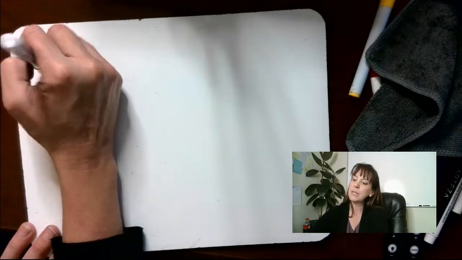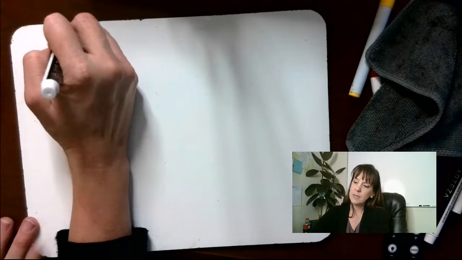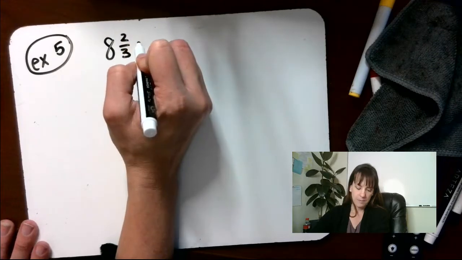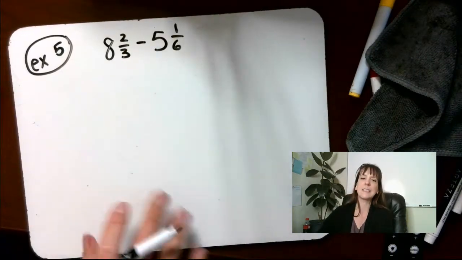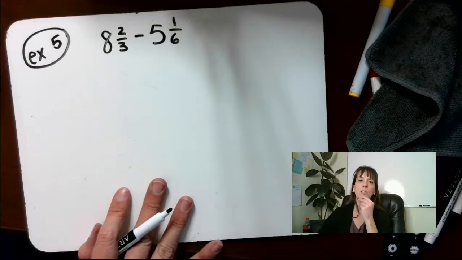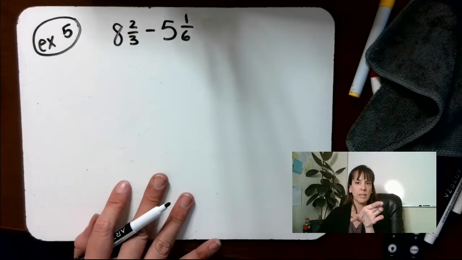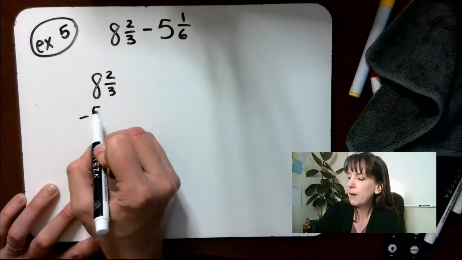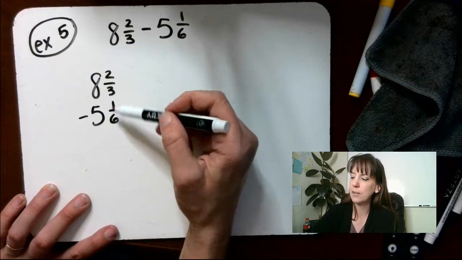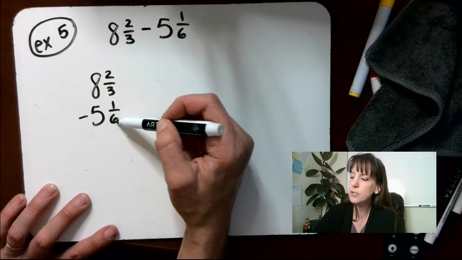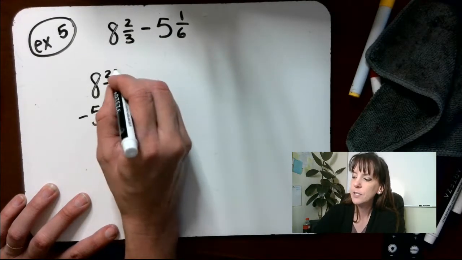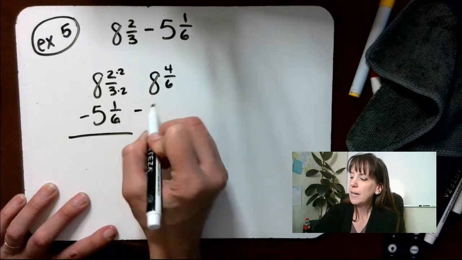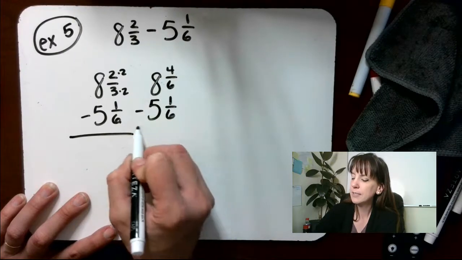example number 5, we've got some mixed numbers in here. We have 8 and 2/3 minus 5 and 1/6. All right, guys, for subtracting mixed numbers, I actually prefer to do this vertically, and I'll show you why. Our common denominator here is 6, right? So I don't have to do anything here, but I do have to multiply this by 2 and 2. So I'm going to rewrite my problem now. I have 8 and 4 over 6 minus 5 and 1 over 6.